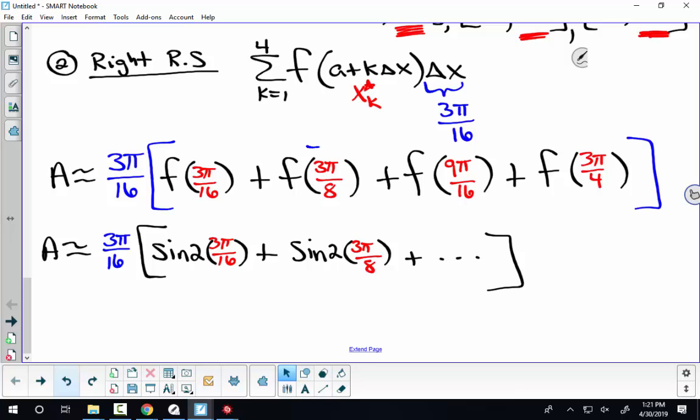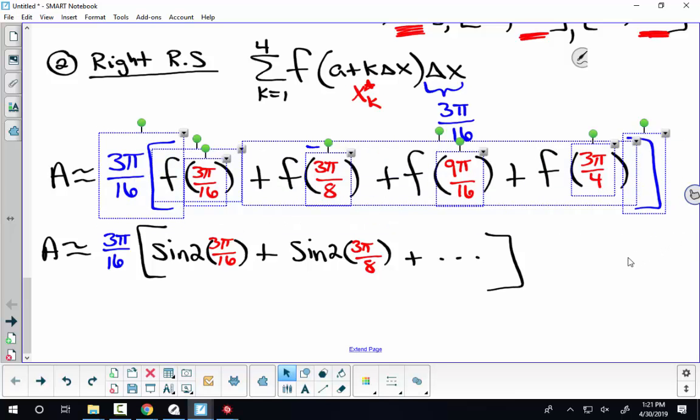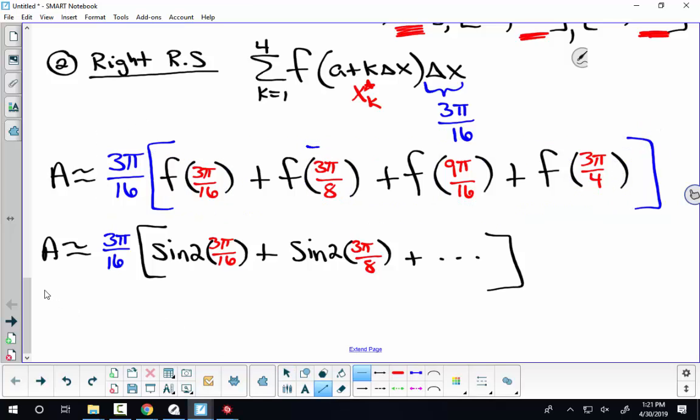And since we have this thing right here, the only thing that changes when we do the left and the midpoint is what actually gets plugged into the function. That's the only thing that's going to change for the other Riemann sums. So after you find the grid points, it's pretty much just plugging in the correct grid point into the original function.